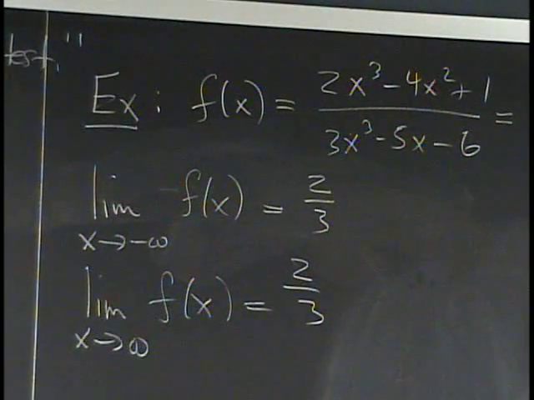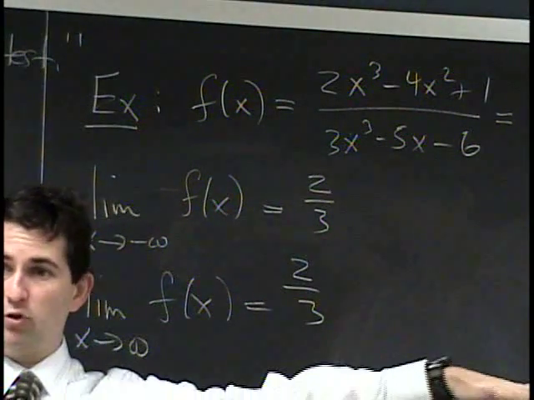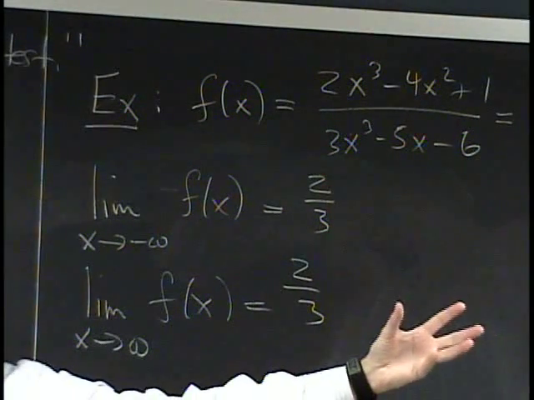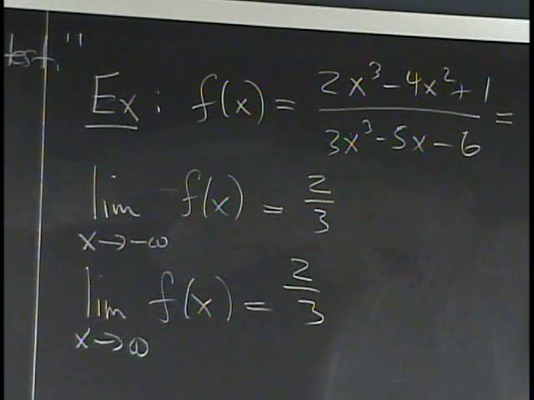Okay? So this tells you that if you graph this function, whether you go left or right, eventually it's going to approach 2/3. That is, it gets arbitrarily close and stays arbitrarily close to 2/3. Okay. Any questions about horizontal asymptotes?